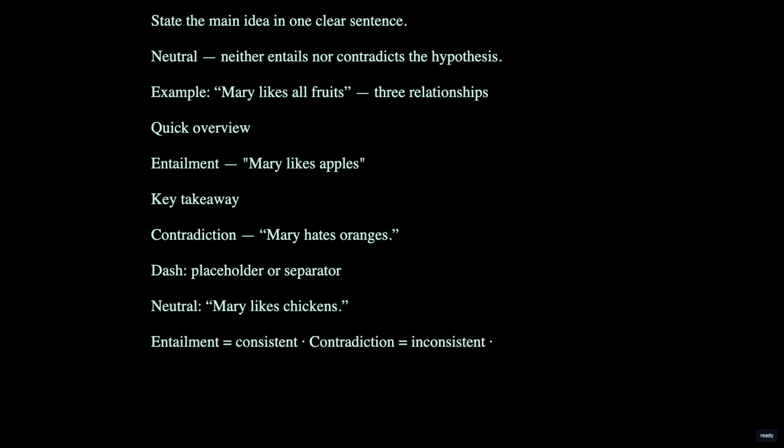Entailment means the hypothesis is factually consistent with the premise. The premise supports the hypothesis. Contradiction means the hypothesis directly conflicts with the premise, so they are factually inconsistent. Neutral means the premise doesn't provide enough information to decide whether the hypothesis is true or false.